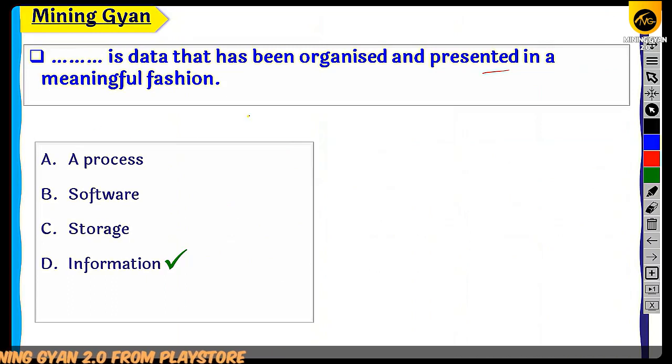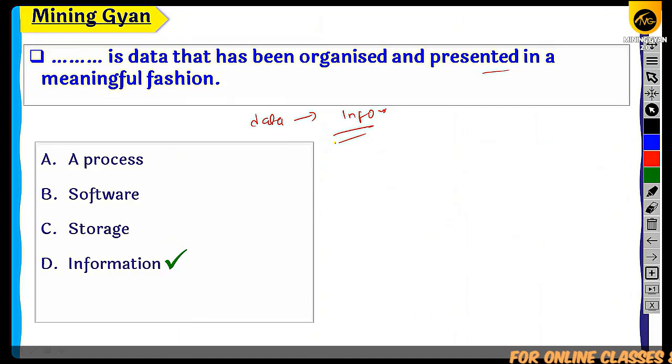Okay, so basically data is converted into information after processing that particular data. So data will be converted into information in a meaningful fashion. Okay, so option D is the correct answer, that is the information.